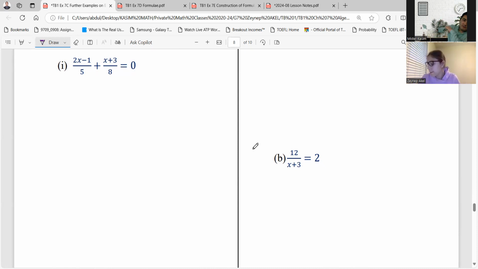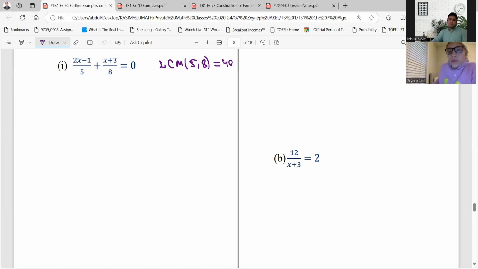2x minus 1 over 5 plus x plus 3 over 8. Again, fractions, right, Zeynep? How can we add 2 fractions? They need to have the same denominators, right? Yes. Okay. So what is the least common multiple of 5 and 8? 40. Very good. So we know the least common multiple of 5 and 8 is 40.